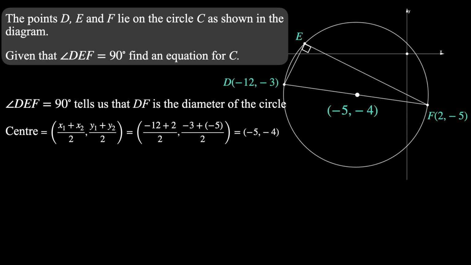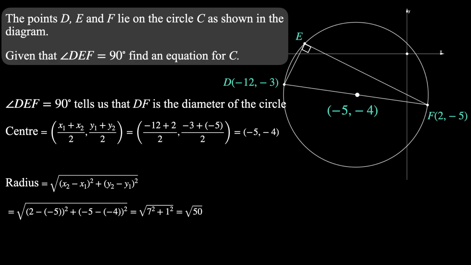Okay, now we can find the radius using the distance formula. We could pick either of these points, D or F. I'm going to pick F because the numbers are smaller and I think it would be simpler to calculate. So the radius is going to be the distance between these 2 points. Using the distance formula we just talked about, this will be x2 take x1 squared plus y2 take y1 squared. Plugging these numbers in, you can do it in either order. You can do 2 take negative 5 or negative 5 take 2. I'm going to do it that way. So 2 subtract negative 5 squared plus negative 5 take negative 4 all squared.